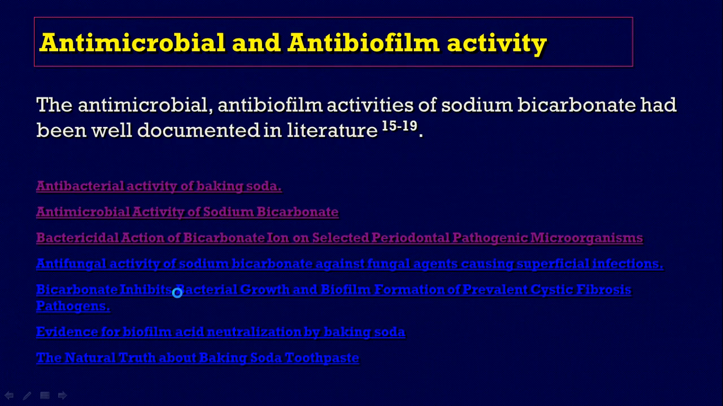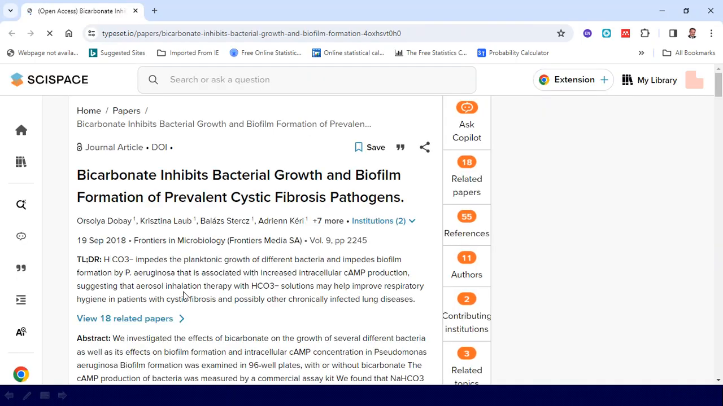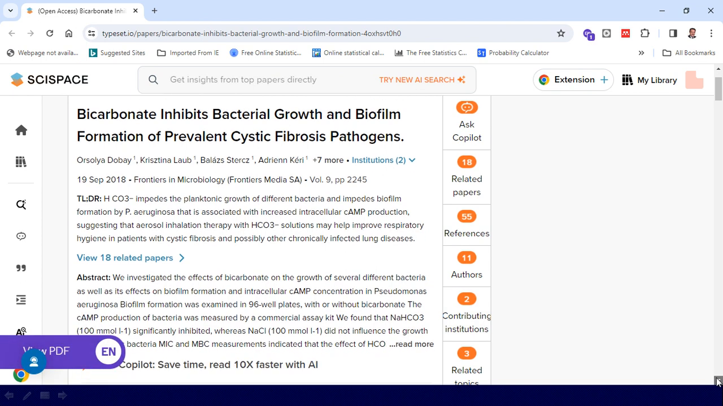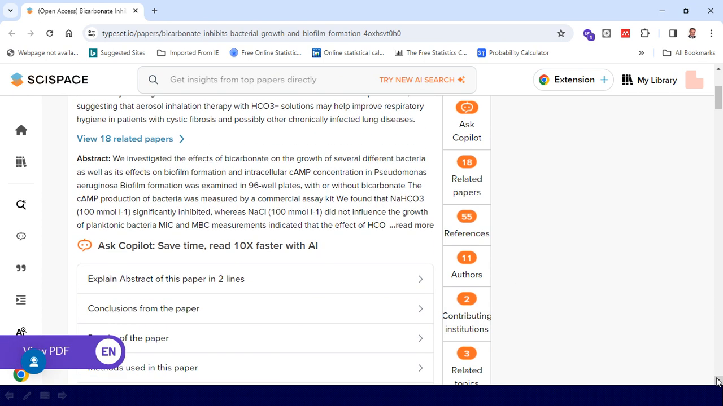About the biofilm inhibition, this paper also addressed the antibacterial and antibiofilm formation. We found that sodium bicarbonate significantly inhibited, whereas sodium chloride did not influence, the growth of planktonic bacteria and the biofilm.